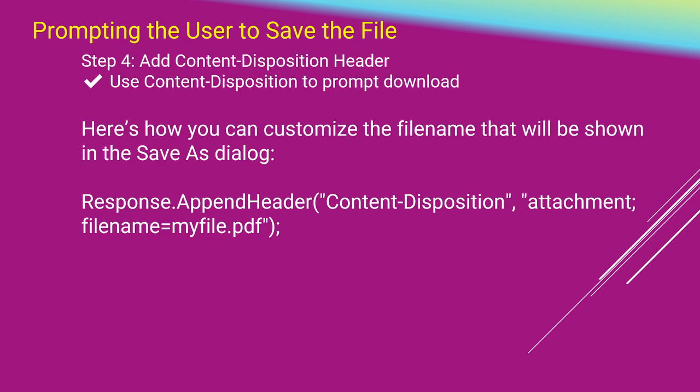To prompt the browser to save the file, you need to set the content disposition header. This tells the browser that the file is an attachment and should be saved, not opened directly. Here is how you can customize the file name that will be shown in the Save As dialog, as in the example. This ensures that the file will be served with the specified name, such as myfile.pdf.